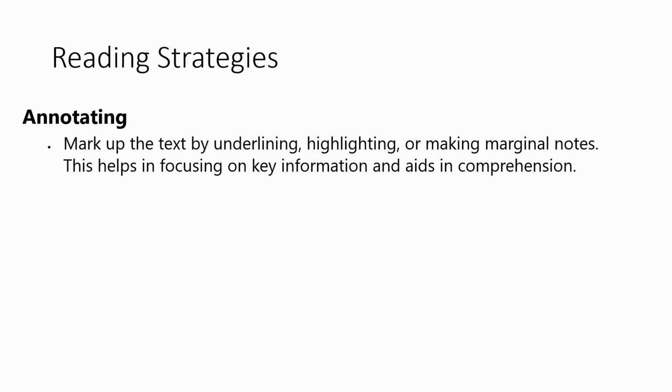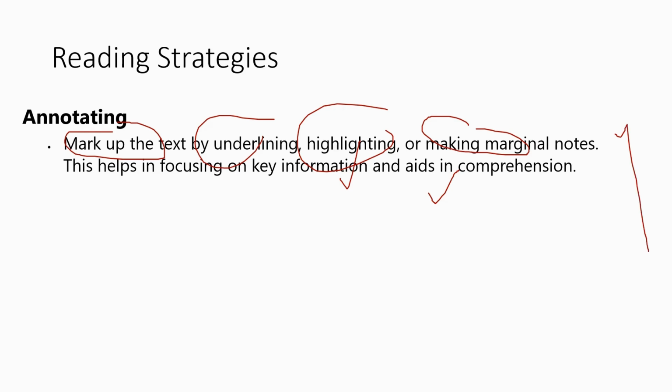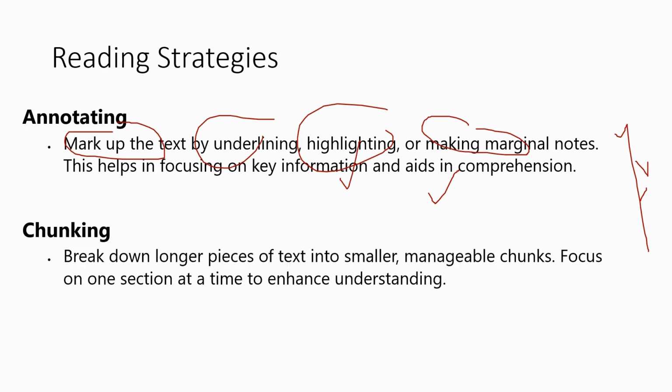Another strategy is annotating. Mark up the text by underlining, highlighting, or making marginal notes. This helps in focusing on key information and aids in comprehension. So this is annotating. You have a highlighter or a ball pen or pencil and highlight the main points, or you may write some important points in the margins to comprehend the information. This strategy is called annotating.